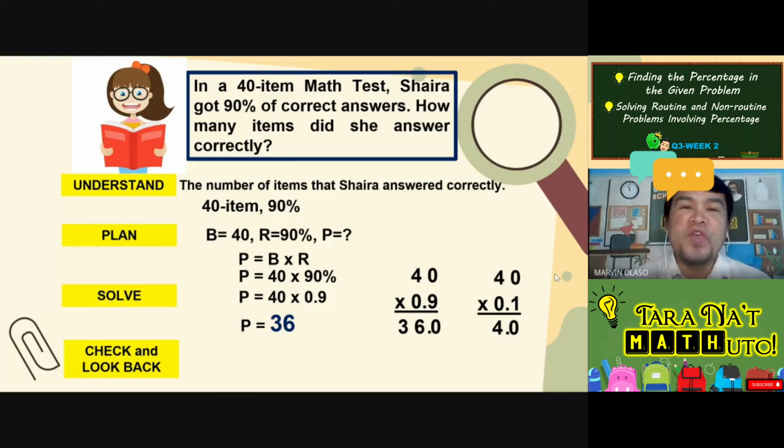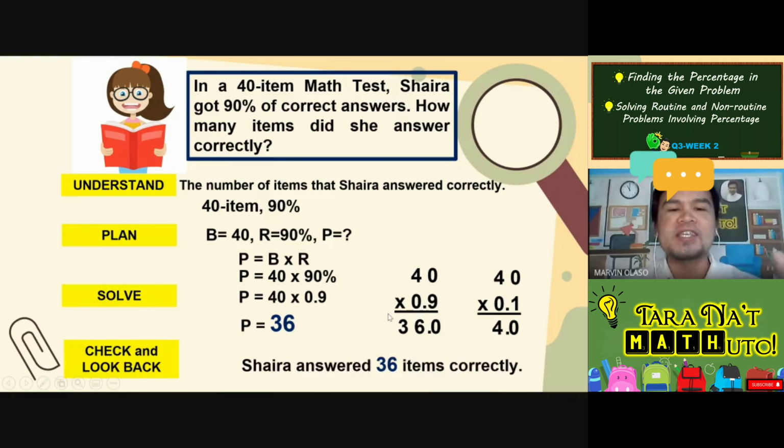Now, if we tally 36 correct and 4 wrong, the total is 40 items. That means the answer 36 is really the correct answer. So the final answer to the problem is Shaira answered 36 items correctly. Did you follow our step-by-step solution? Well, keep it up.